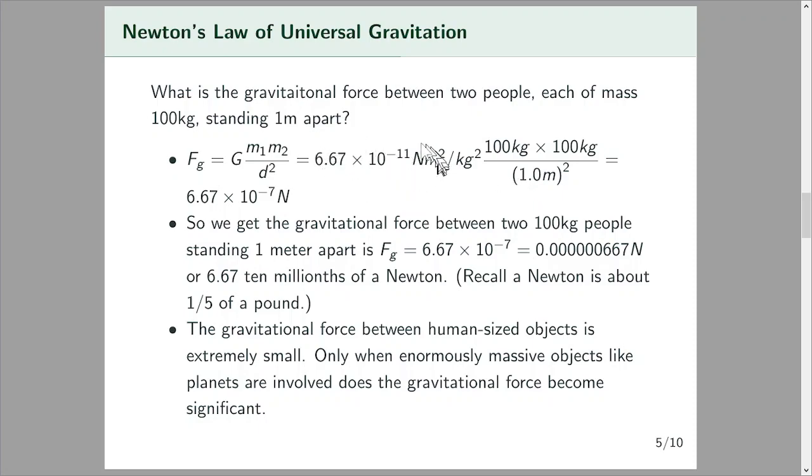This number here is extremely small, right? This is 66 billionths. And so it's only when I start getting large numbers over here that the force starts to matter. The gravitational force between human-sized objects is extremely small. Only when enormously massive objects like planets are involved does gravitational force become significant.